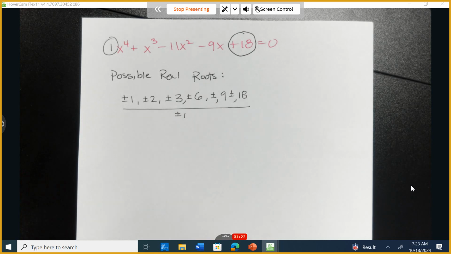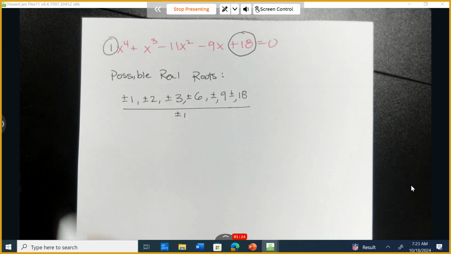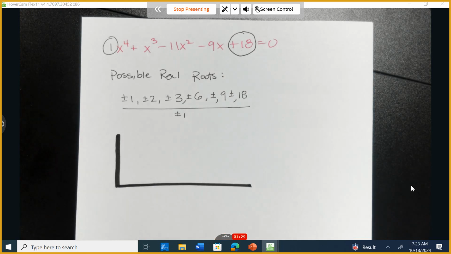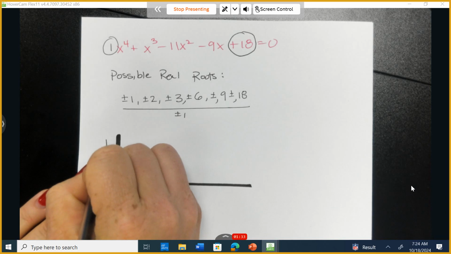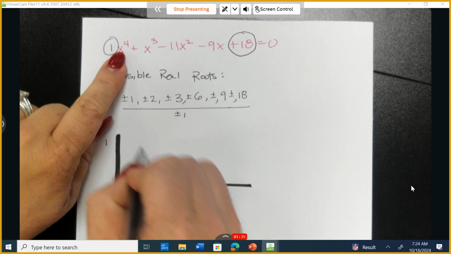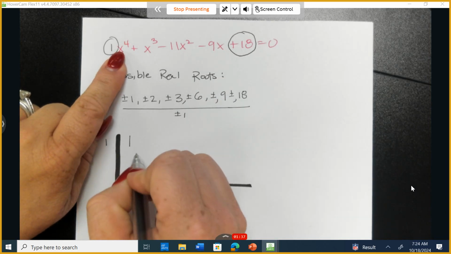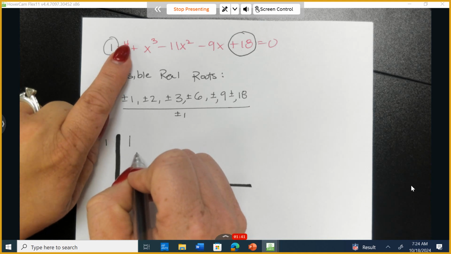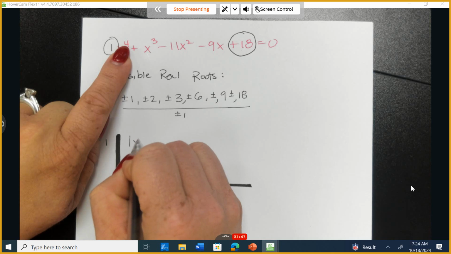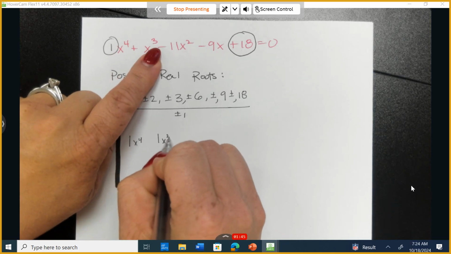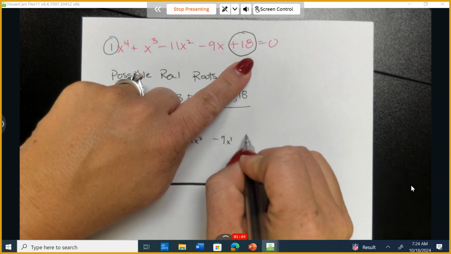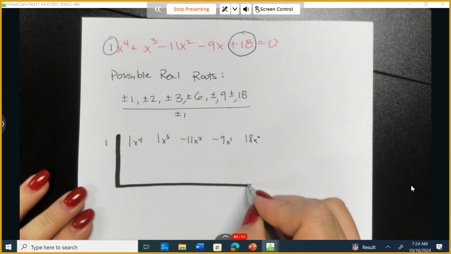Yesterday we talked about how to go about doing this. So let's go ahead and do the first one. I'm going to have you just watch this first part. I'm going to test a positive 1. If it works, I'll have you write it down. So I'm testing positive 1, making sure that everything is accounted for. Notice that the highest exponent on a variable is a 4. So I have x to the 4th, x to the 3rd, x squared, x to the 1st, and this would be x to the 0.